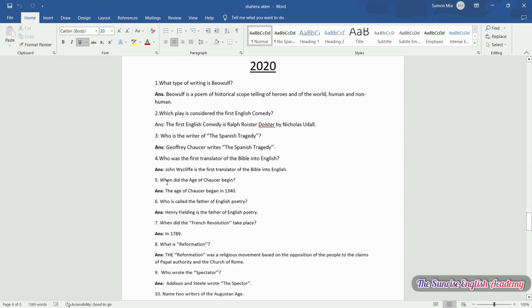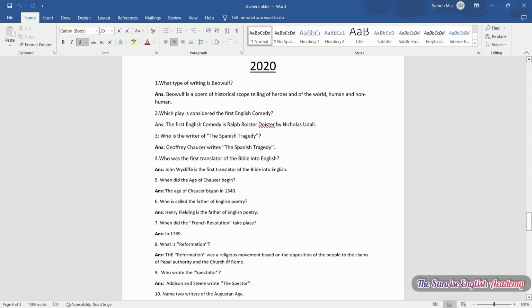5. When did the age of Chaucer begin? Answer. The age of Chaucer began in 1340. 6. Who is called the father of English poetry? Answer. Henry Fielding is the father of English poetry. 7. When did the French Revolution take place? In 1789. 8. What is Reformation?